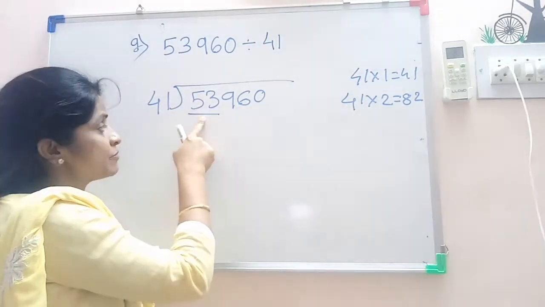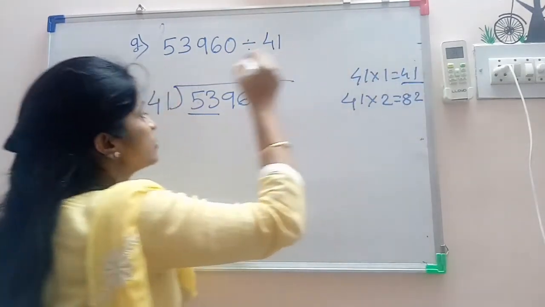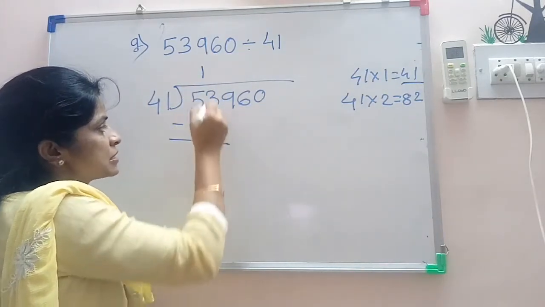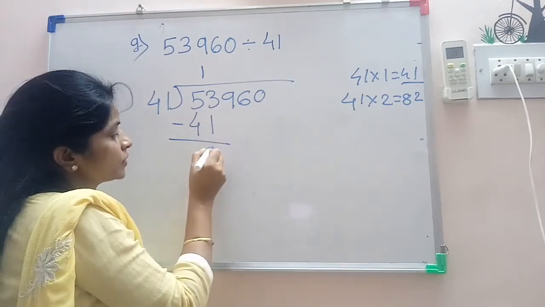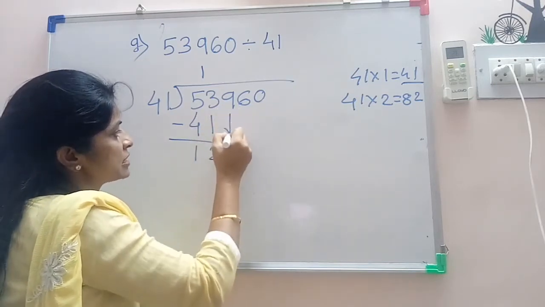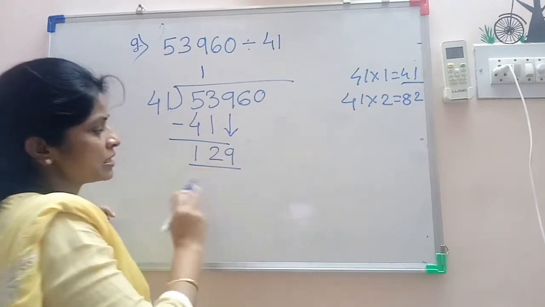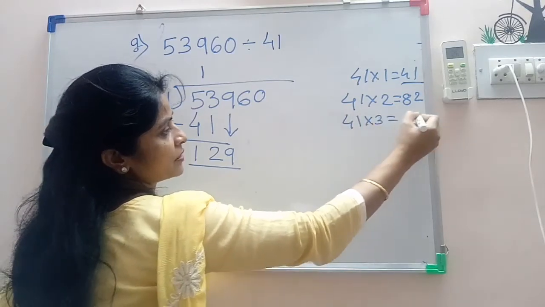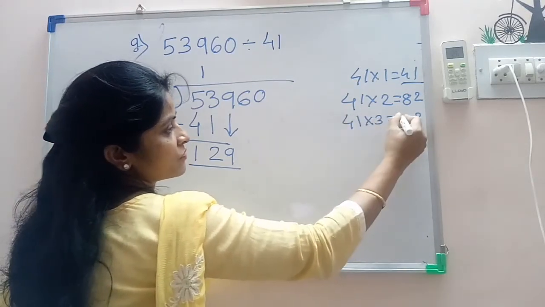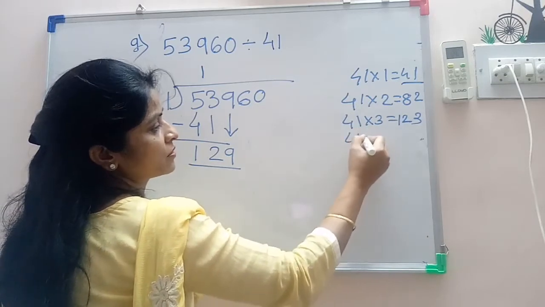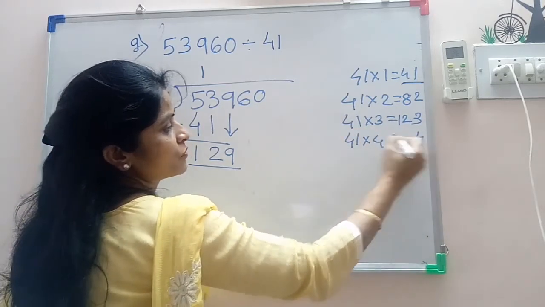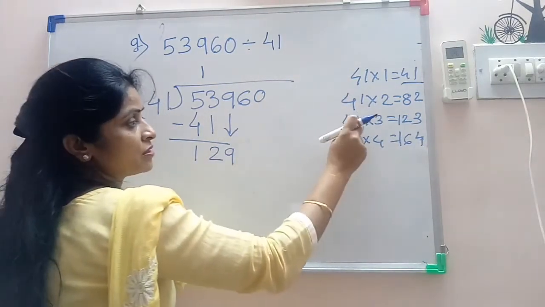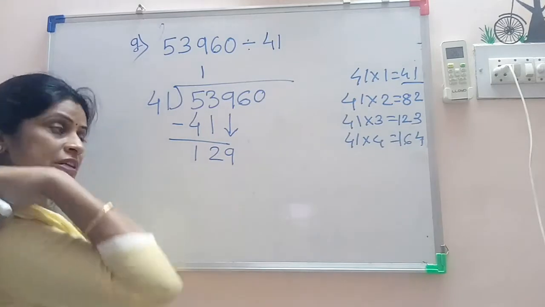We want a number smaller than this number. So we have 41 1s are 41. Now we will subtract this. Now we take this 9 down. Now we have to see this number in the table. Now 41 3s are 123. 41 4s are 164. Now students, smaller than this number is 41 3s are 123.